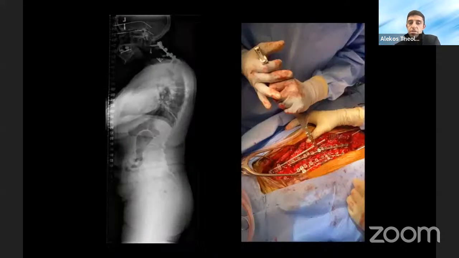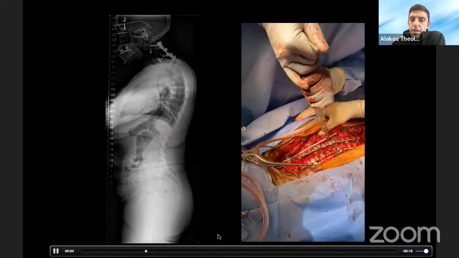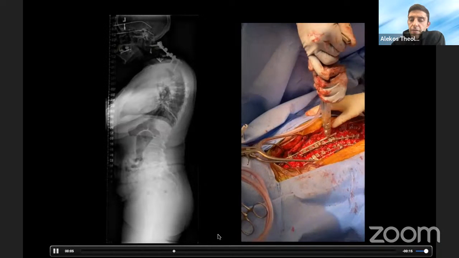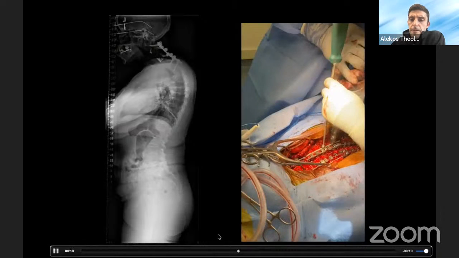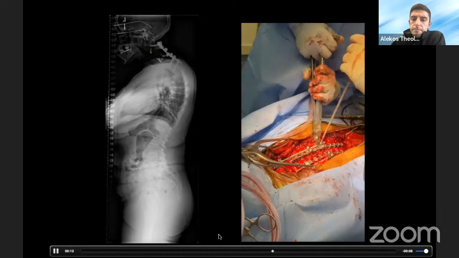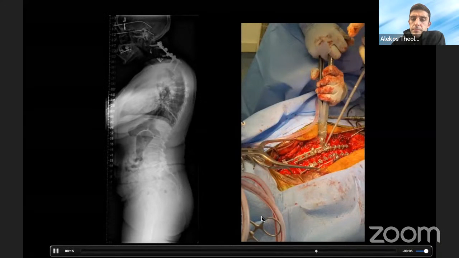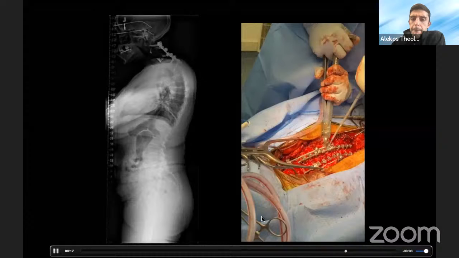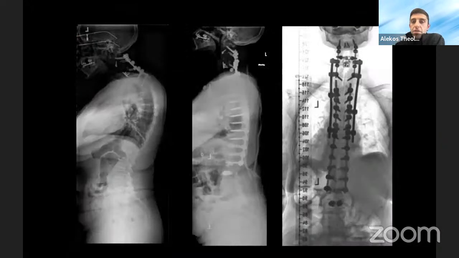So this is the same patient. We did a similar thing. You can see here, we under contour the rod. You see it's above, aiming straight up. And then you bring it down. Again, it's subtle, but it definitely is safe and effective. And so this is the deformity correction that we got.